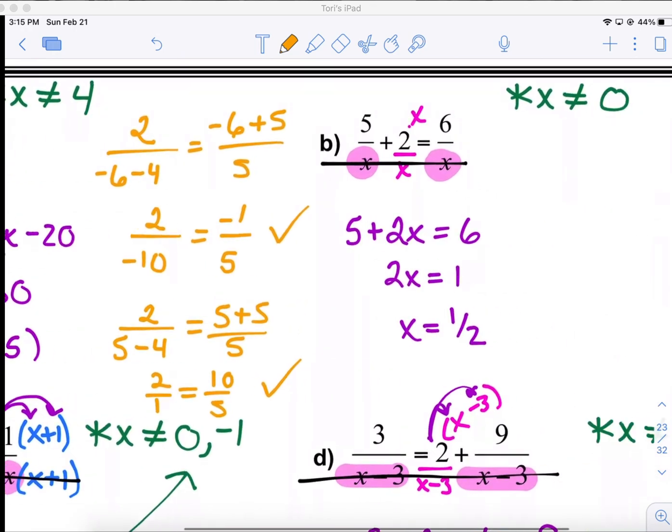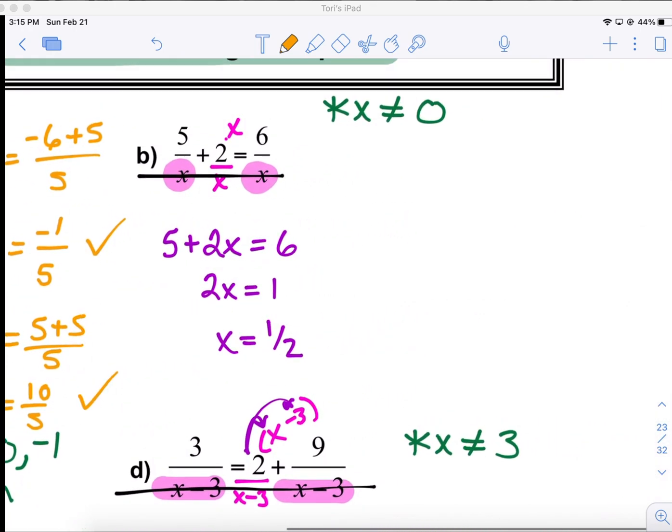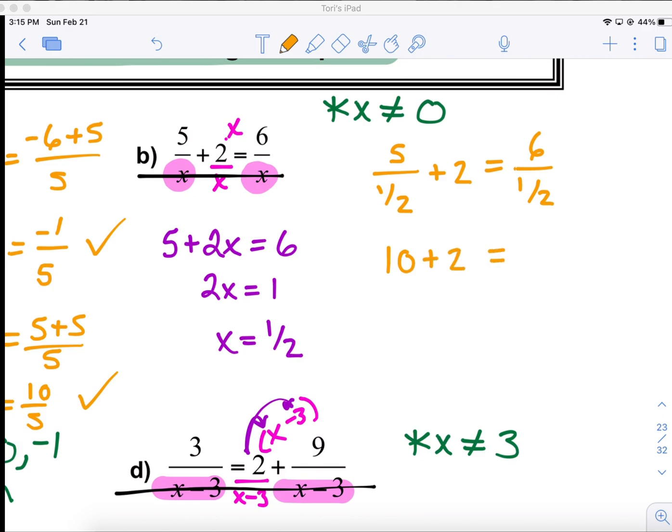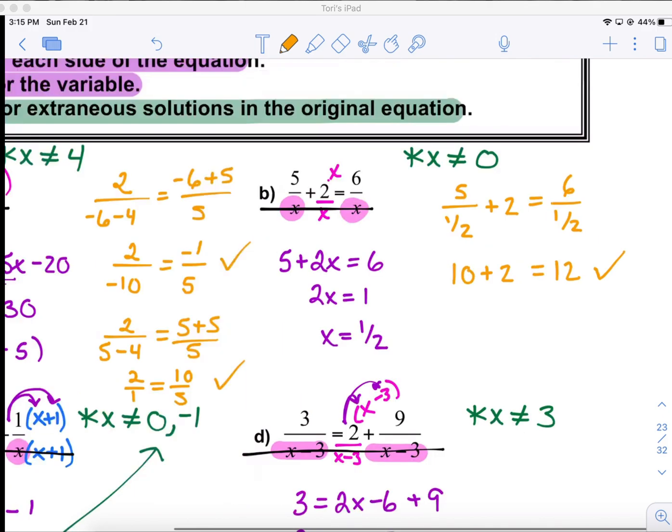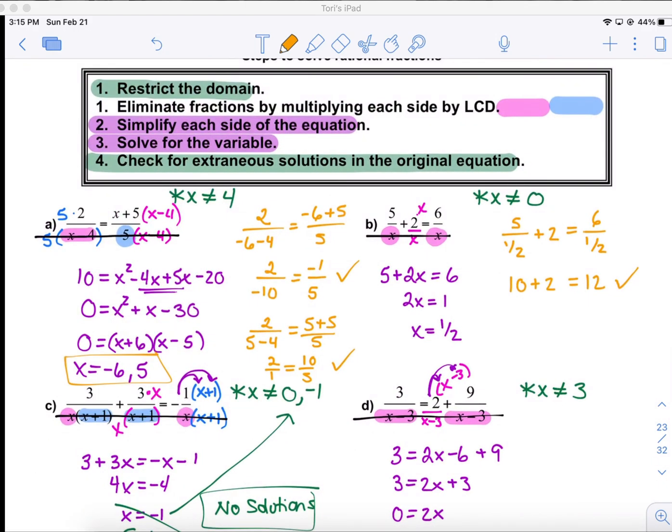Okay, let's do B. Plugging into the original equation, I'm checking 1/2. So 5 over 1/2 plus 2 equals 6 over 1/2. All right, 5 divided into halves actually gives me 10. 6 divided into halves actually gives me 12, and 10 plus 2 does make 12, so that one does work. If you missed anything on A or B, you could pause it, copy it now.